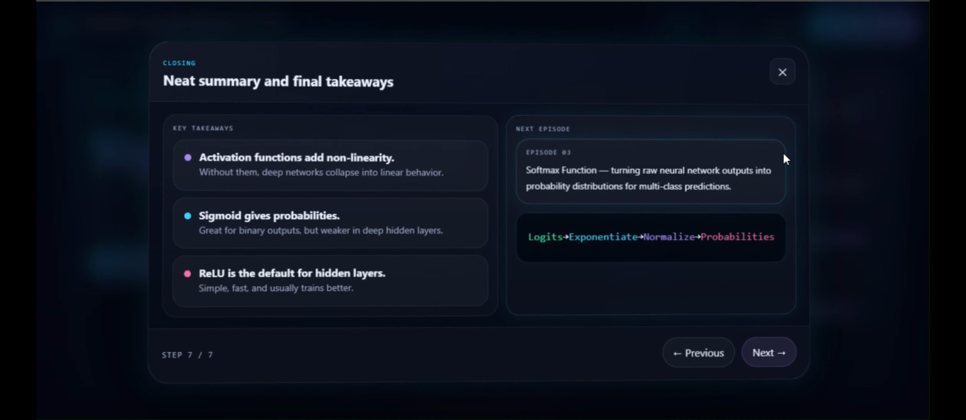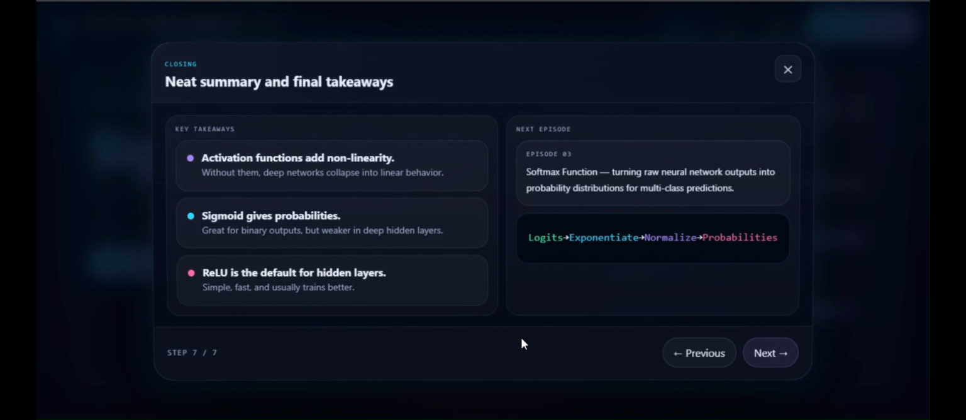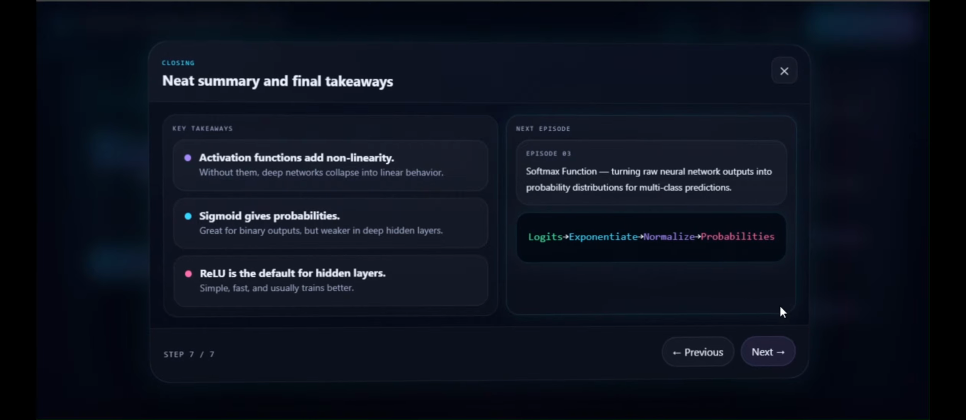So in this video we learned what activation functions are, why they are important, and how sigmoid and ReLU work. Activation functions are one of the key reasons neural networks can learn complex patterns. Without them, deep learning would not be possible. And in the next episode, we will solve another important machine learning concept step by step, which is the softmax function.